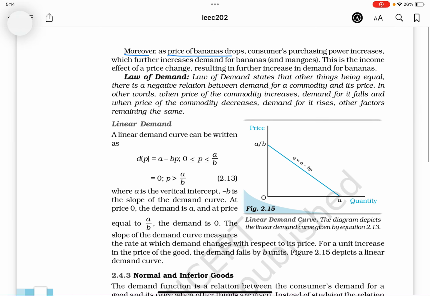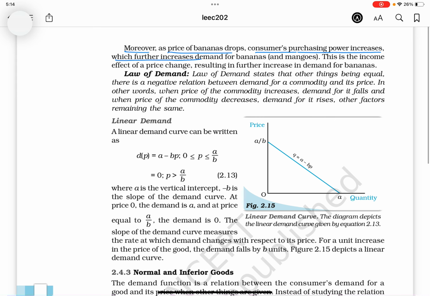Moreover, as the price of bananas drops, consumers' purchasing power increases, which further increases demand for bananas and mangoes. This is the income effect of a price change, resulting in a further increase in demand for bananas.